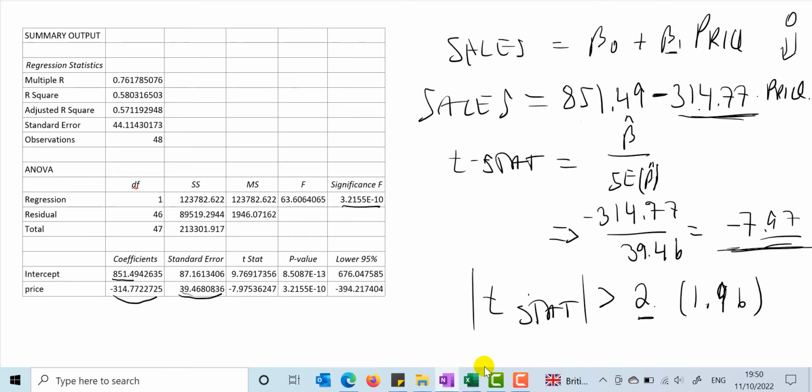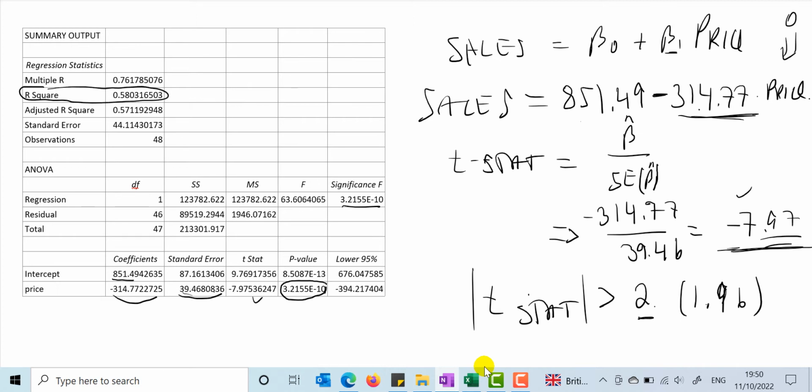Now, usually the p-value would be less than 0.05 if the t-stat, this value, is greater than 2 or greater than 1.96. So what we mean here is that we have statistical significance at the 5% significance level. Okay, moving on now. What else can we talk about here?